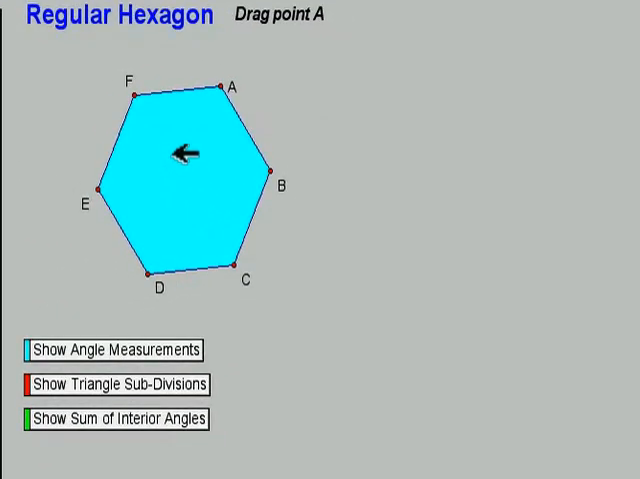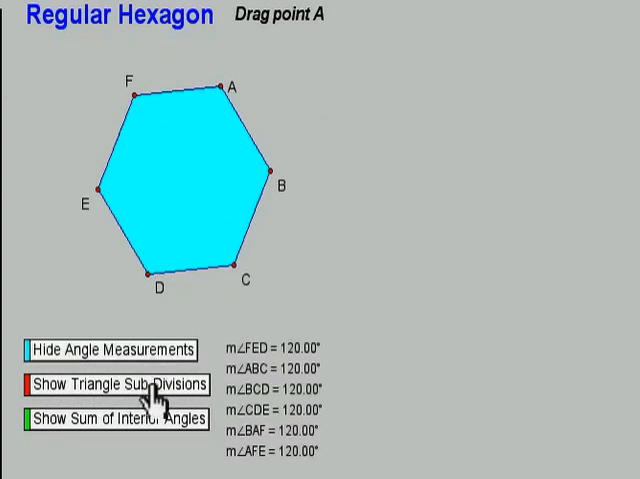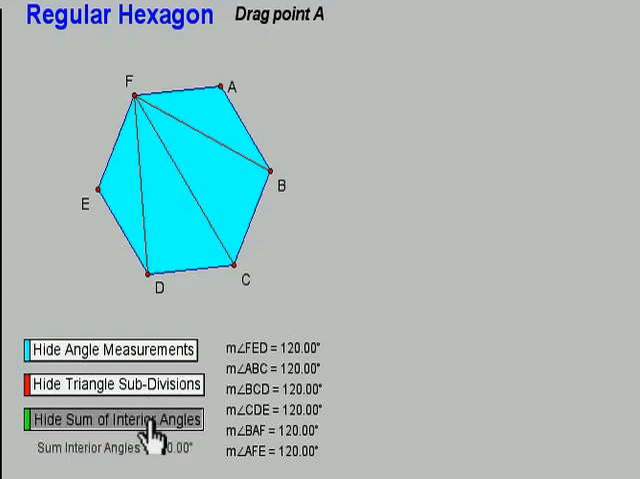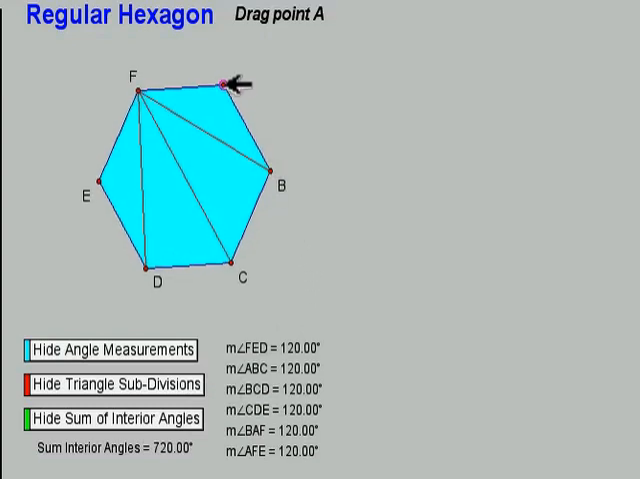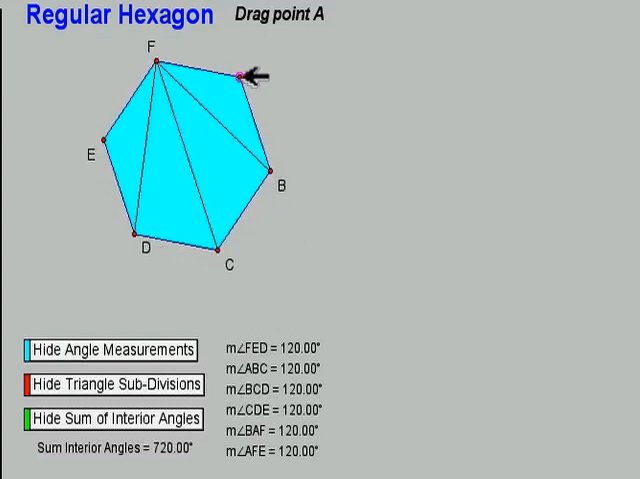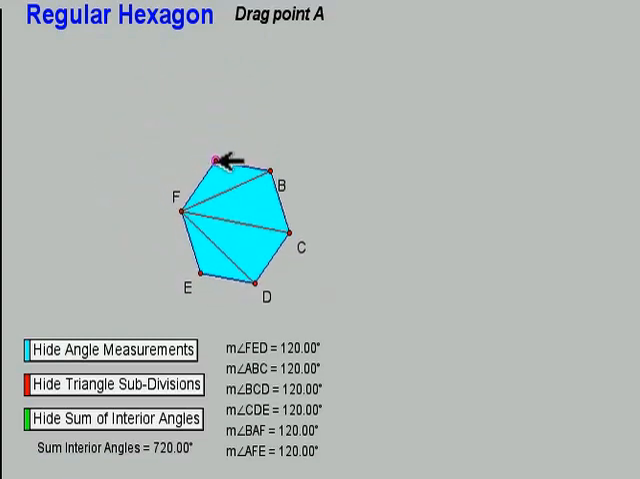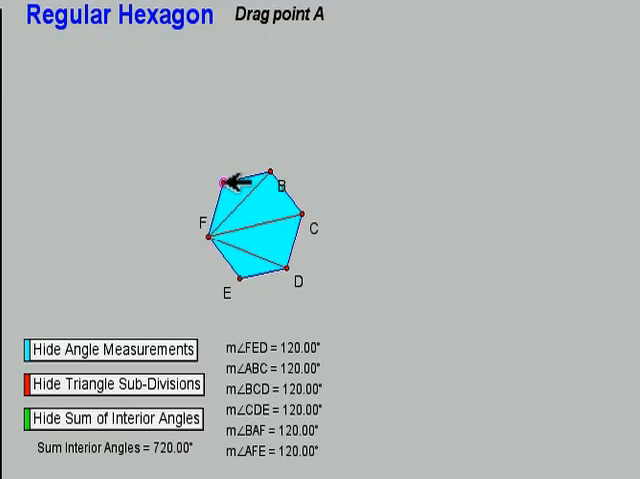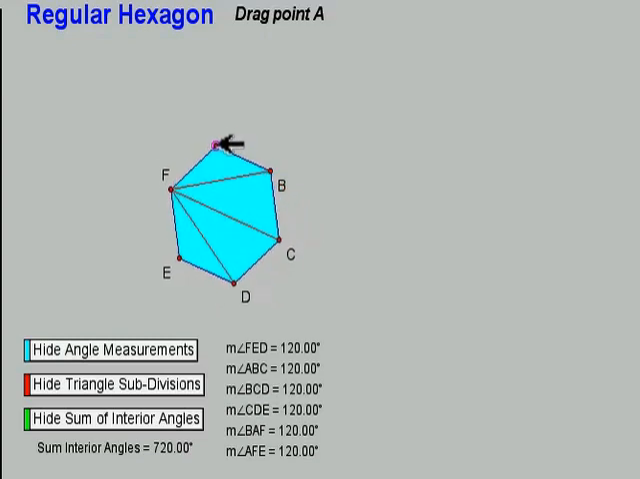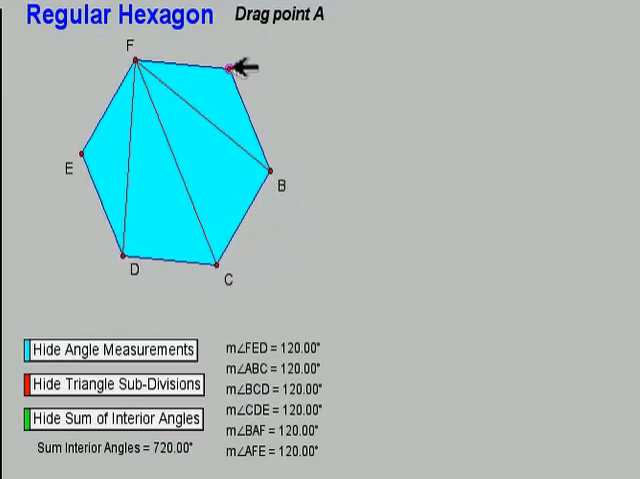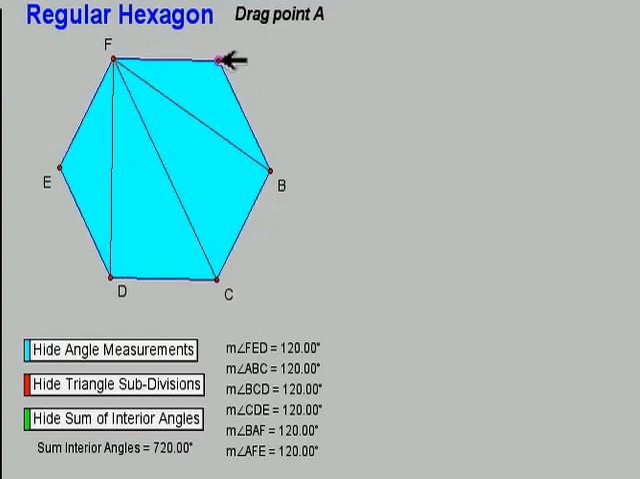Let's have a look at the regular hexagon. Again, if you show the angle measurements and the triangle subdivisions, and we add up all of the interior angles, let's go ahead and drag one of the vertices. Now remember, this is a regular hexagon, which means that even if I bring it so that it's really tiny, all of the side lengths are going to be the same. And if I make it a much bigger hexagon, all of the side lengths remain the same.